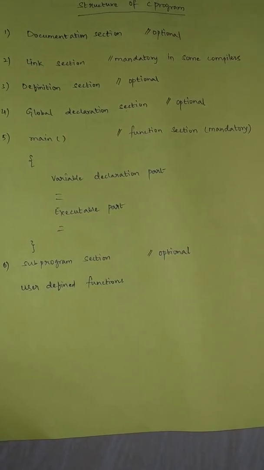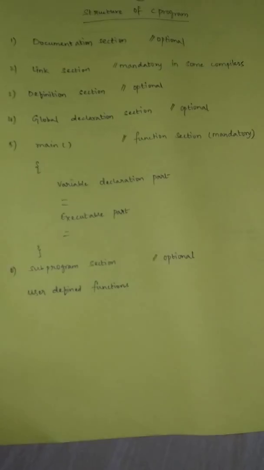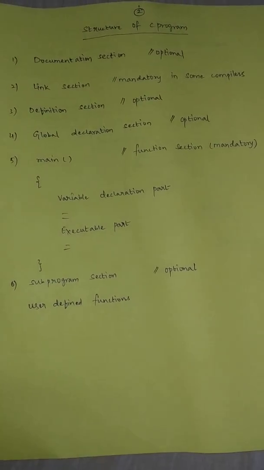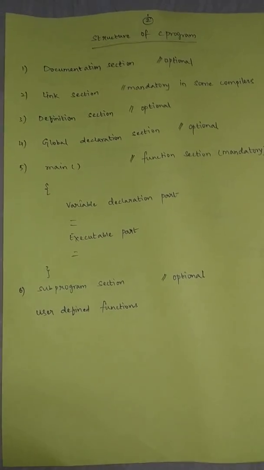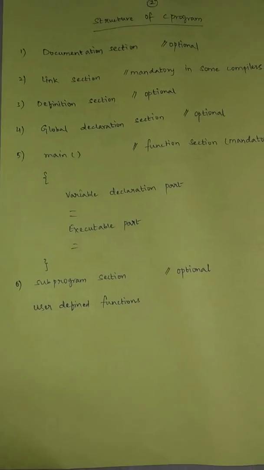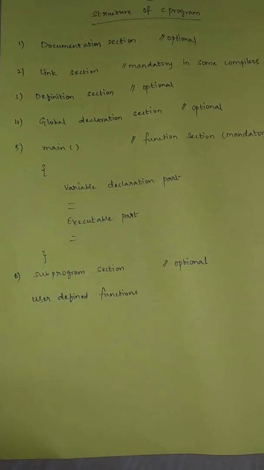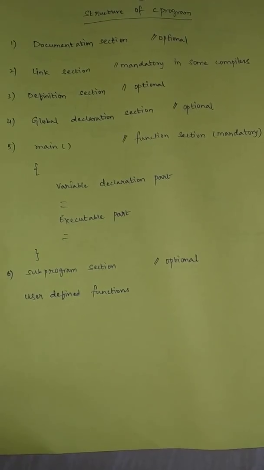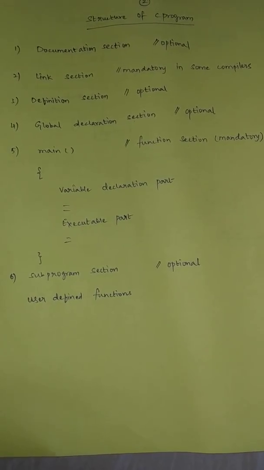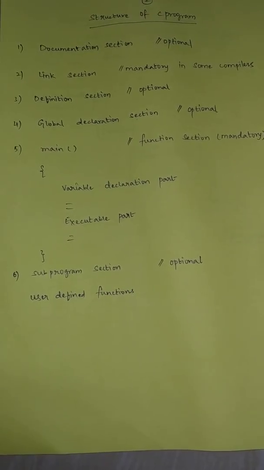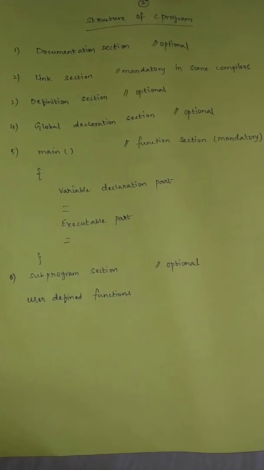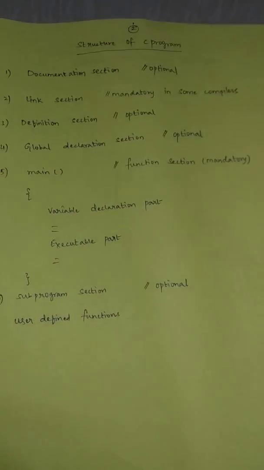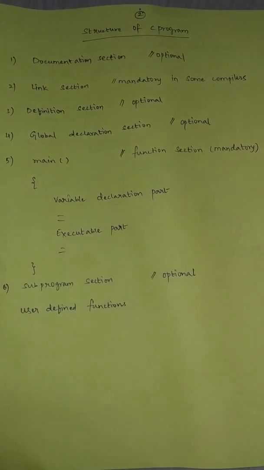Now coming on to the sixth, called the subprogram section or user defined functions, which is also optional. If we are using the functions concept, then we have to go for this sixth part, where whatever function we have mentioned in the definition section, the code for that particular function will be written in the sixth part. That will be executed, and whatever function code we write in the sixth part will be called in the main function. So please remember this. Okay, so these are the six steps in the structure of C programming.